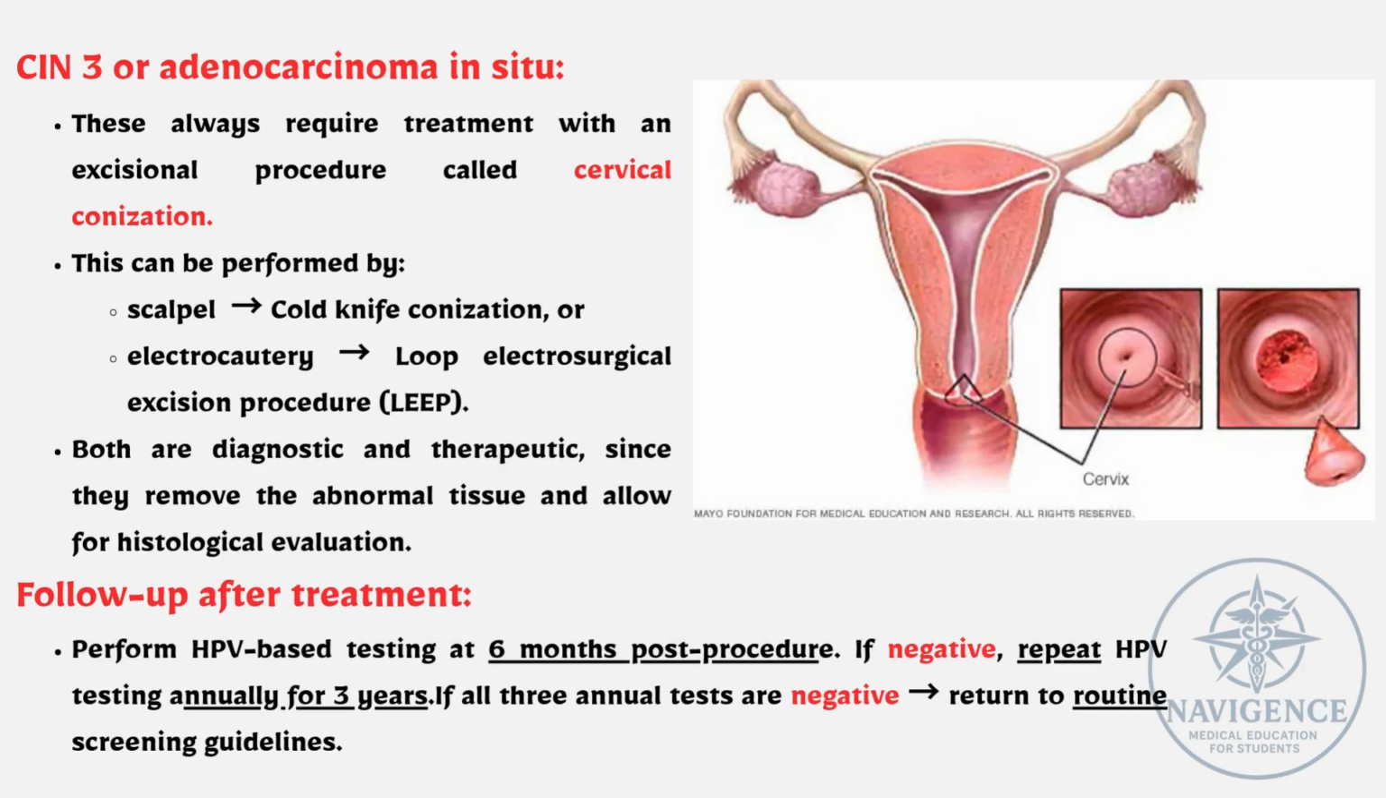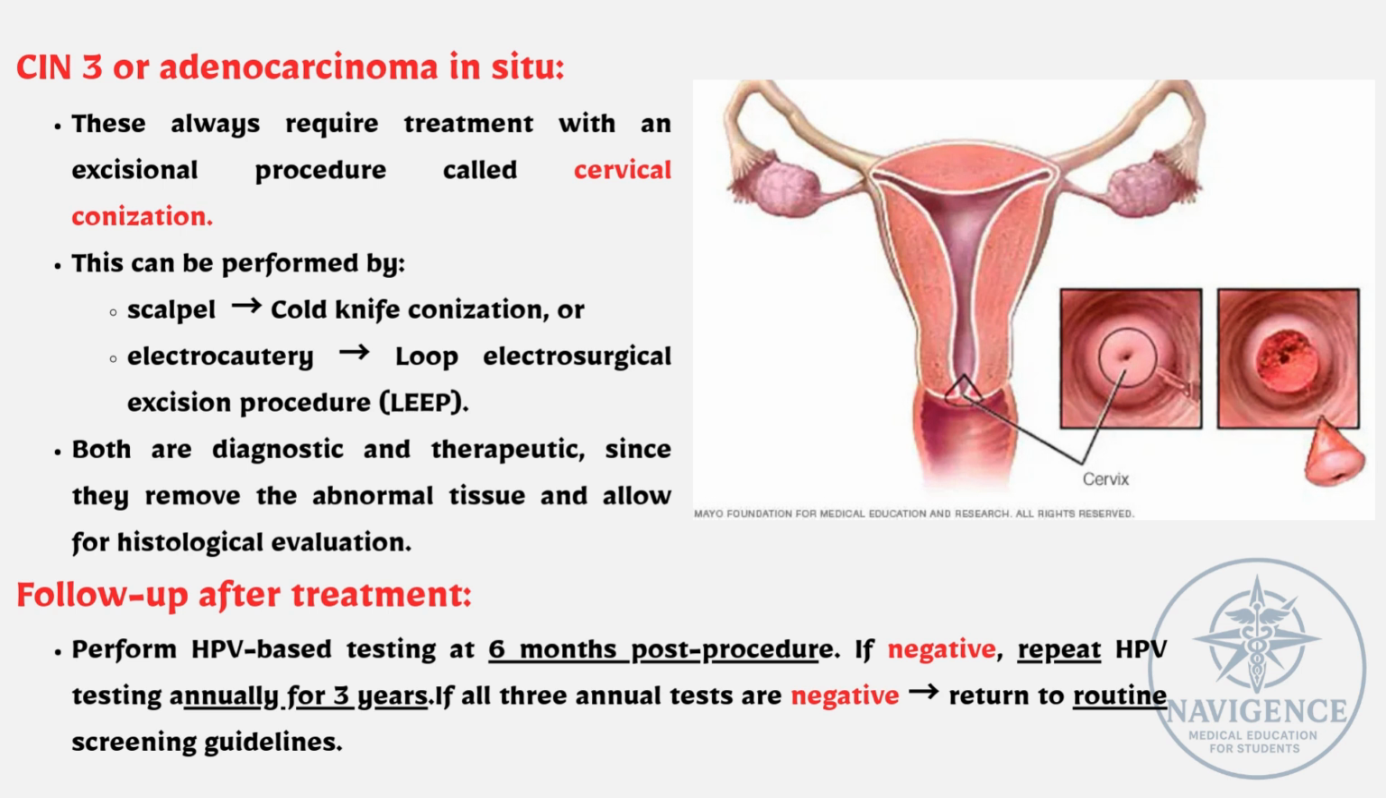CIN3 or adenocarcinoma in situ. These always require treatment with an excisional procedure called cervical conization. This can be performed by scalpel, in the procedure called cold knife conization, or electrocautery, in the procedure called loop electrosurgical excision procedure. Both are diagnostic and therapeutic, since they remove the abnormal tissue and allow for histological evaluation.